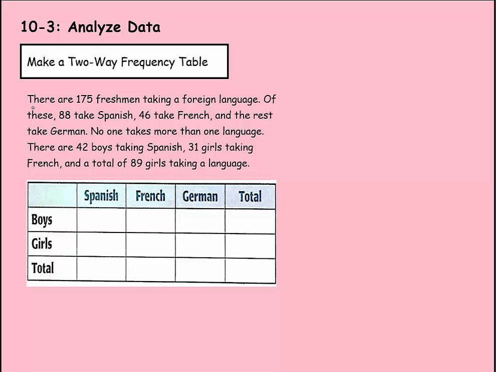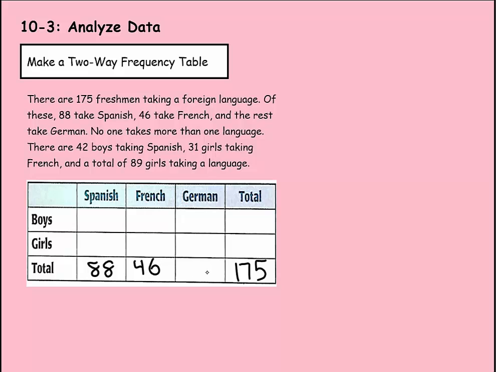So it says there are 175 freshmen taking a foreign language. So that means all the students taking a language would be 175. And since they could be either boys or girls, that's going to go in the total for boys and girls as well. So it says of these, 88 take Spanish. So that means that the total for Spanish would be 88, boys and girls. 46 take French, and the rest take German.